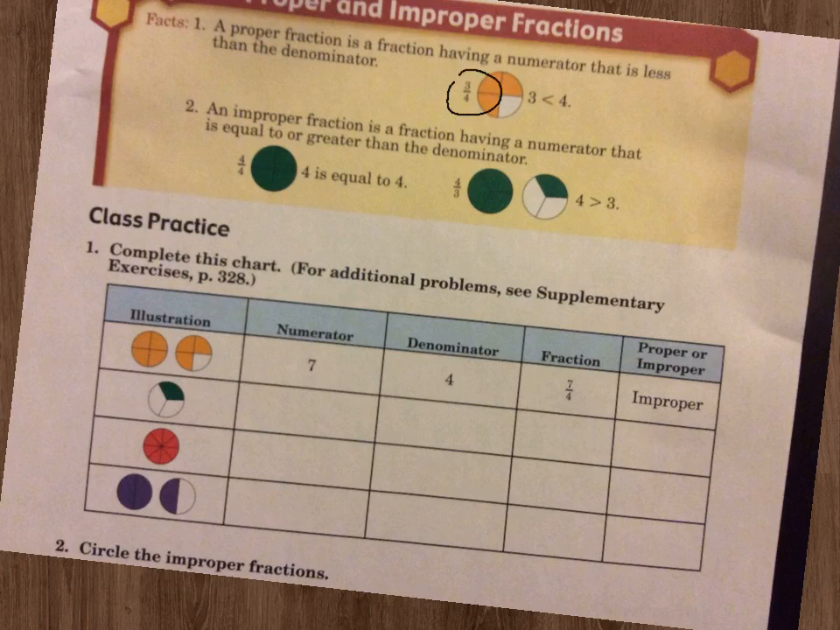3 over 4, because the numerator is less. 3 is less than 4. So a proper fraction is when you have a smaller number on the top. For example, 1 over 4 would be a proper fraction, or 8 over 16 would be a proper fraction. Anytime that the smaller number is on the top, then you know that it is a proper fraction.